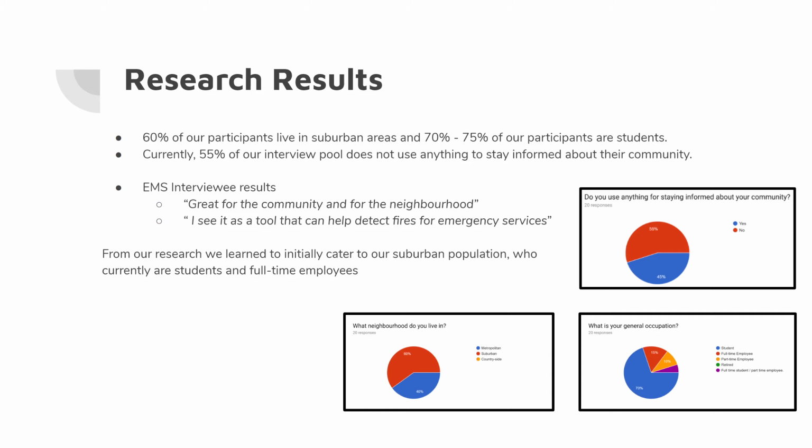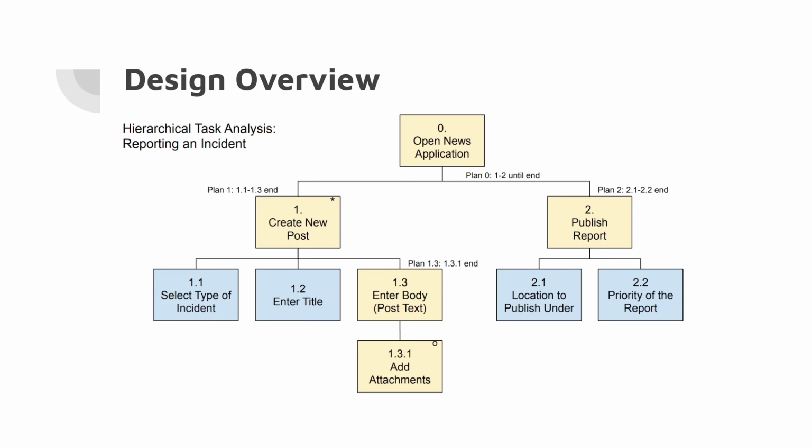and full time employees. Here is a hierarchical task analysis for the process of reporting an incident. Yellow blocks represent how the process is done currently, and blue blocks are what our application adds to provide extra functionality. The user would start by opening the application and choosing the new post option. This can be performed multiple times.